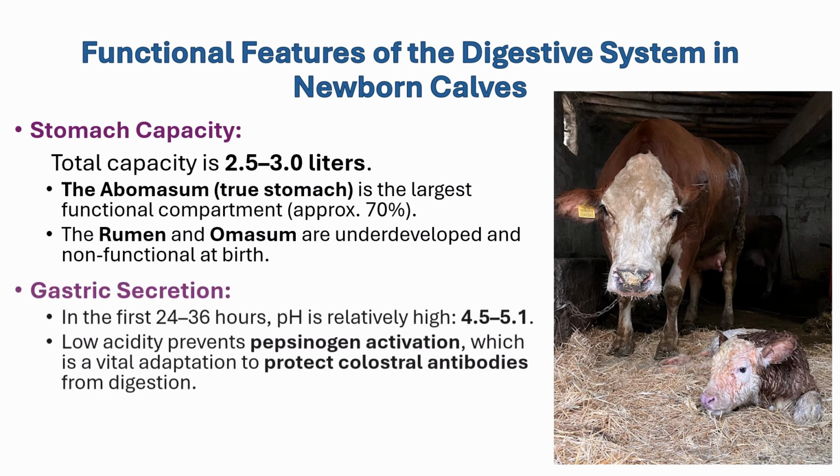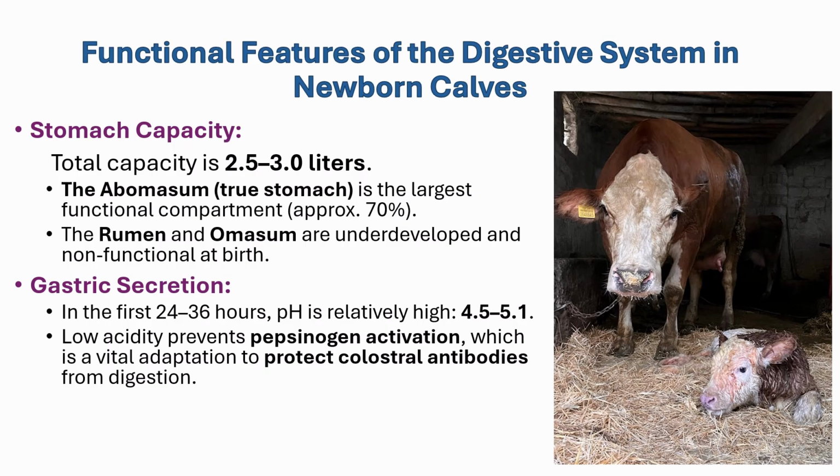One of the most critical biological adaptations occurs in gastric secretion. During the first 24 to 36 hours of life, the gastric pH is relatively high, staying between 4.5 and 5.1. This low acidity is intentional. It prevents the activation of pepsinogen into pepsin, which is a vital adaptation to protect colostral antibodies from digestion.